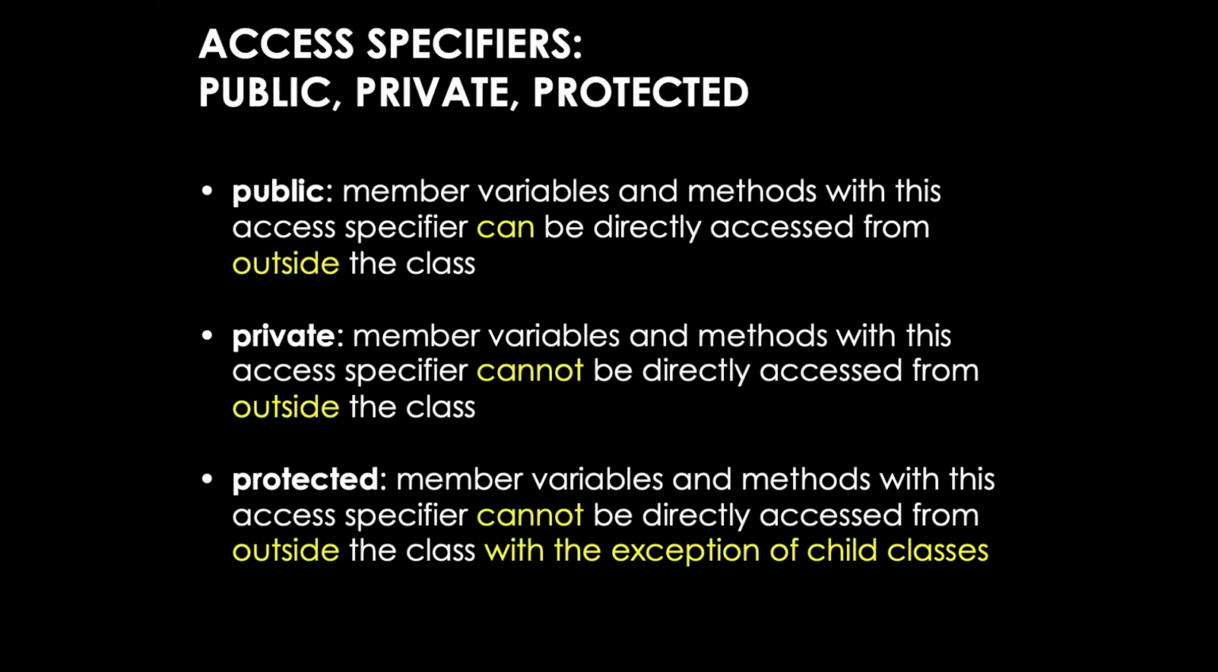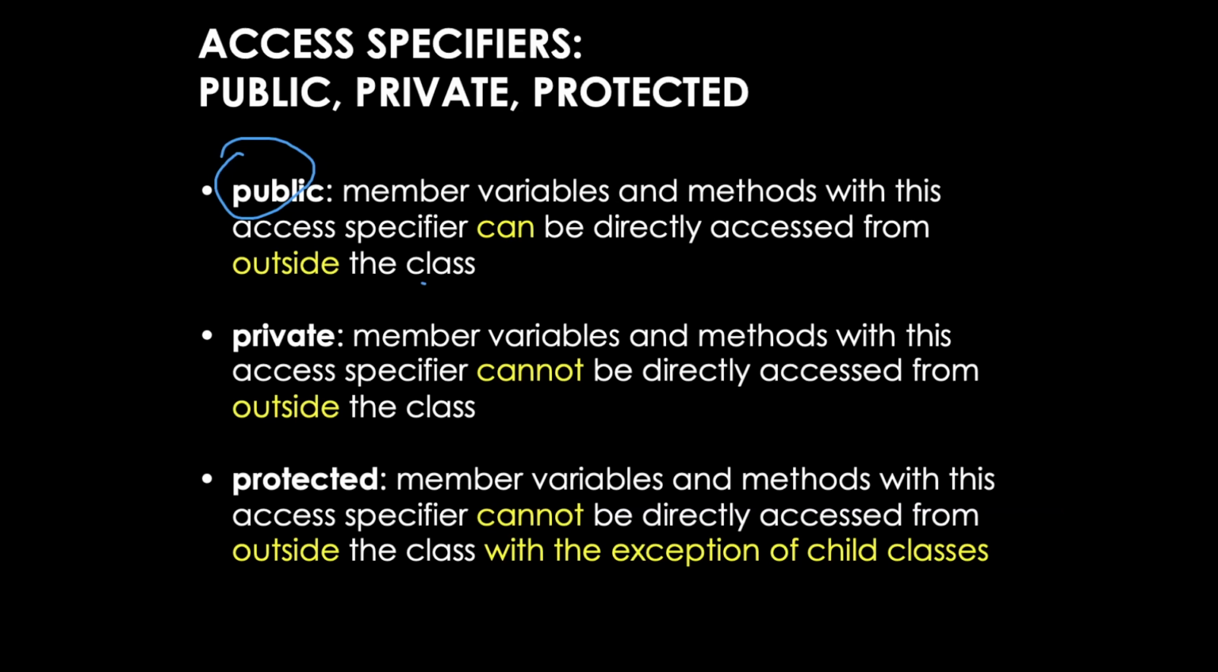There are three access specifiers in C++: public, private, and protected. Public means that regardless of what you have under public, member variables or member methods, all of them could be accessed directly from outside of the class.